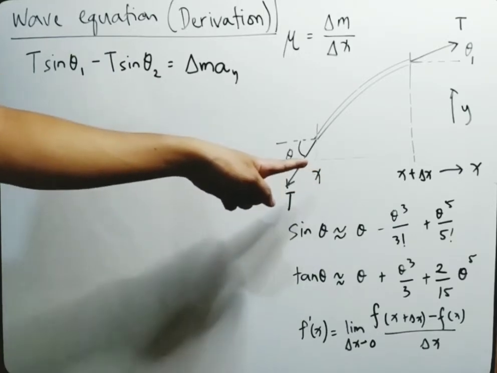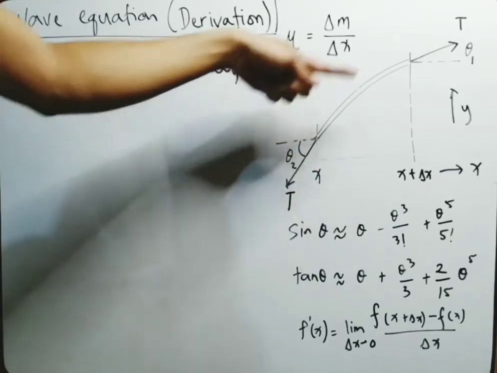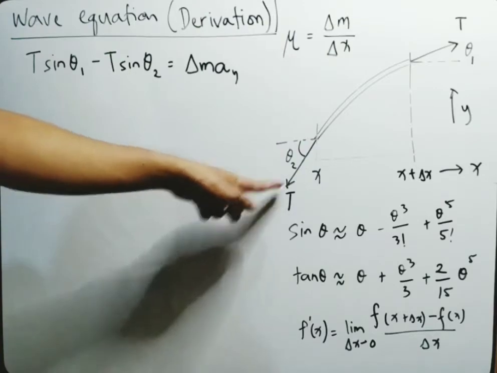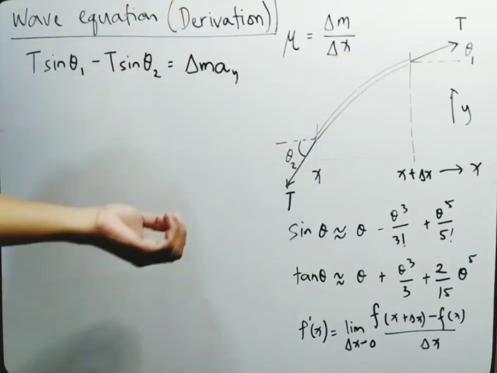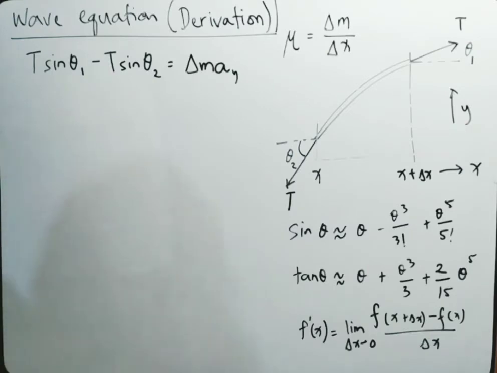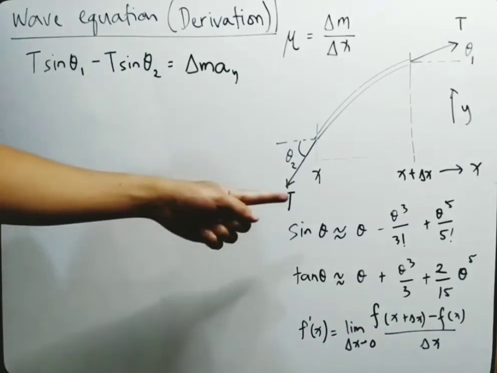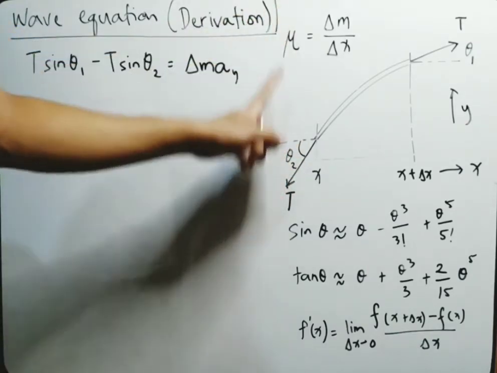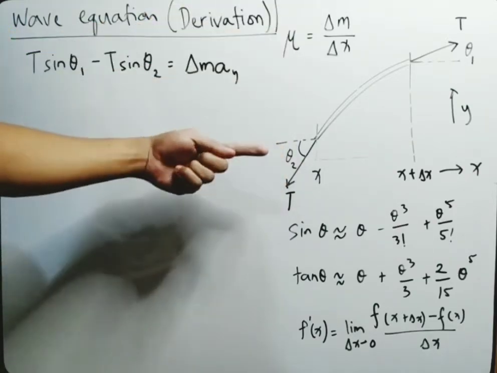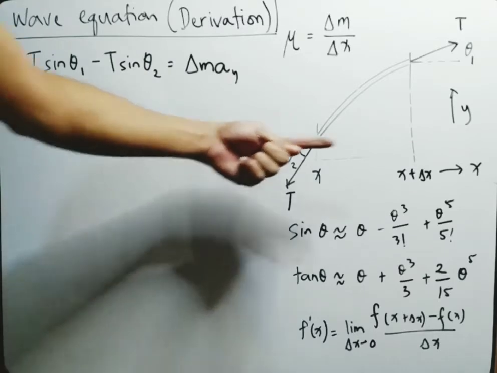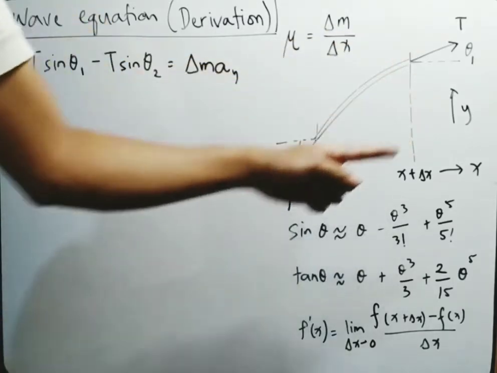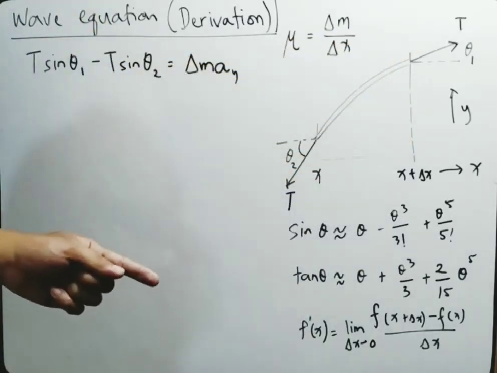And we all know that at both ends of the string we have a tension T. So those two tensions are definitely equal to one another. This is the increasing value of y, and that is the increasing value of x. Suppose that the direction of the wave is going to the direction of positive x.